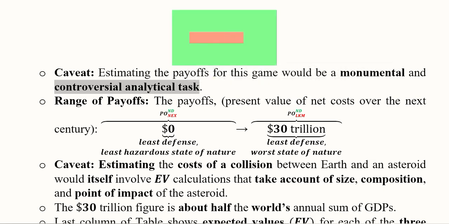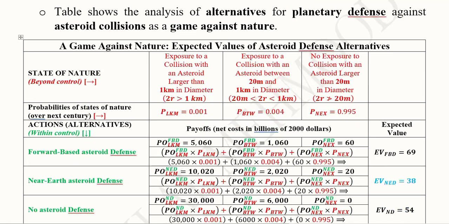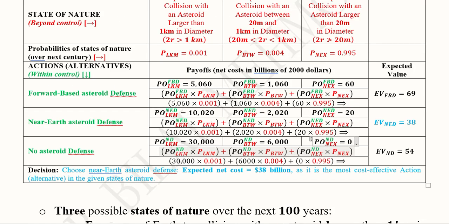If you look at the range of the payoffs, you can see that the least of the payoff is 0 and the highest is 30 trillion. So in this case, actually the least hazardous state of nature is happening. We go back to the table and see that this is that possibility that there is no exposure to a large asteroid, and at the same time we have not taken any defense measure.